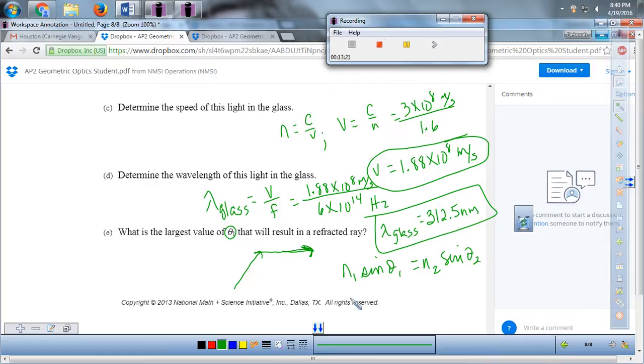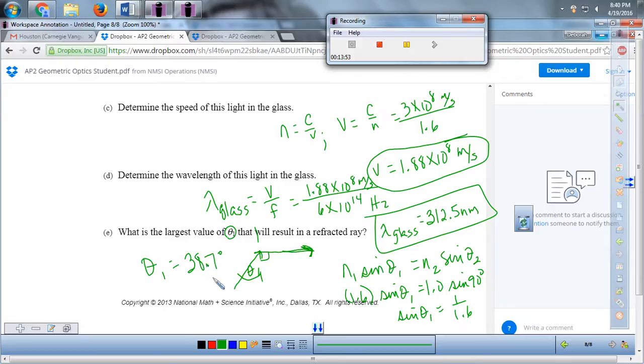So this was going to be our 1.6. We're looking for theta 1. Air is always 1.0. Sine theta 2, it's going to refract at a right angle. Here's your normal. You're going to measure that angle right there. So sine theta 1 is simply going to be 1 divided by 1.6. So when I did that, I calculated theta 1, and I got 38.7 degrees. So that's the critical angle for that piece of glass. Woo, we got through those. All right.